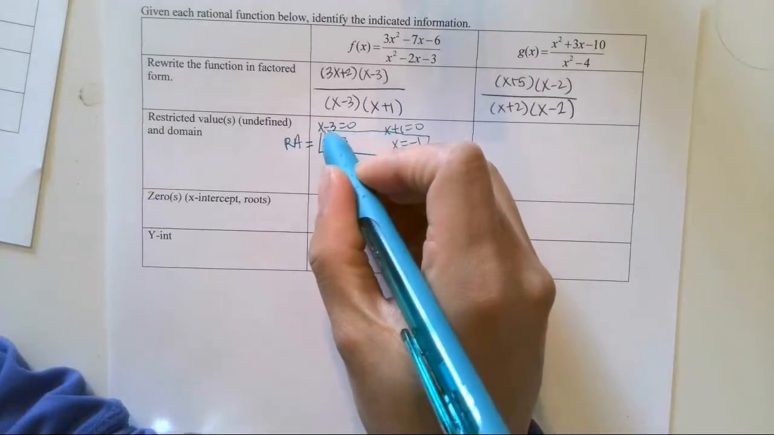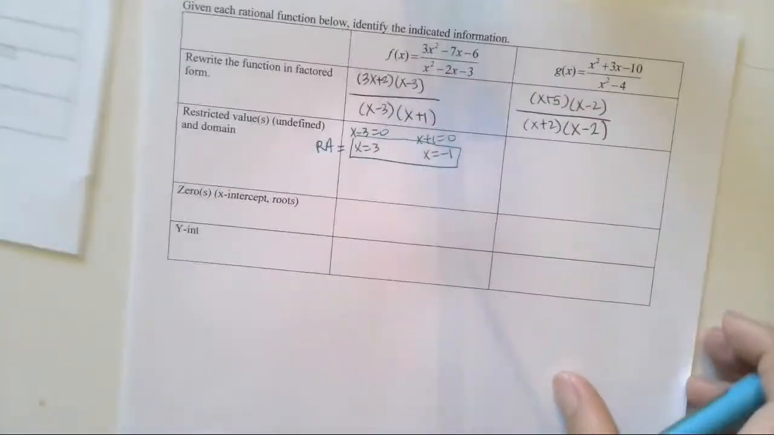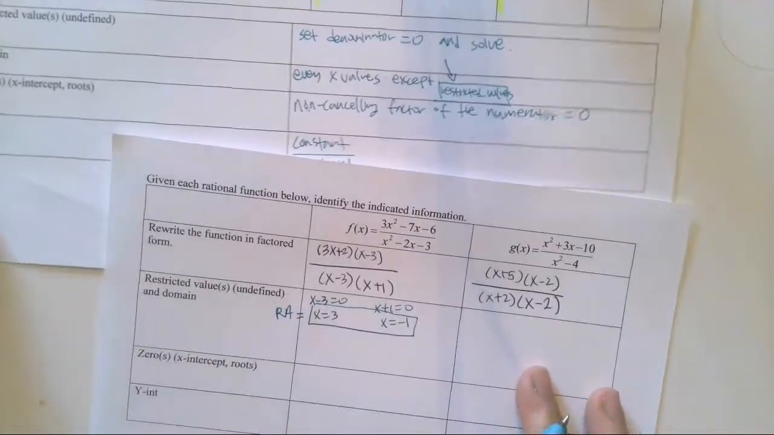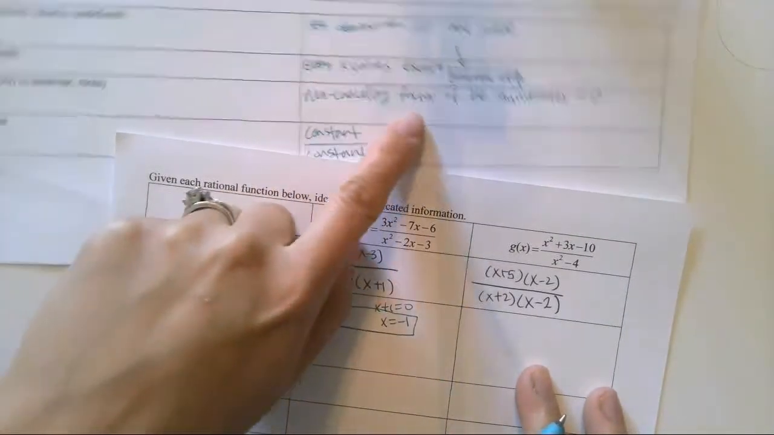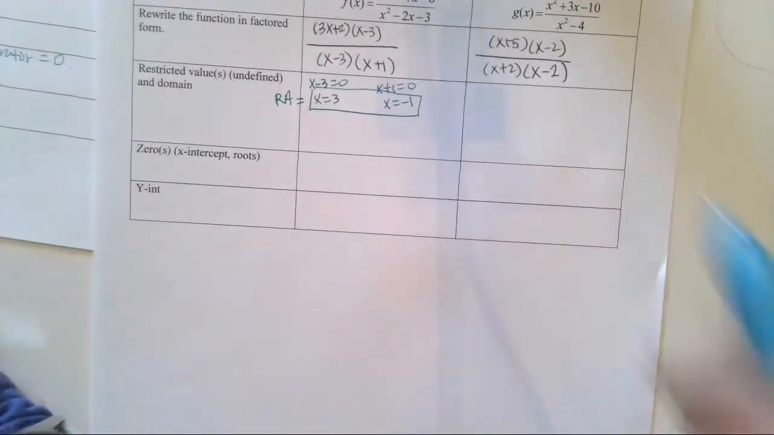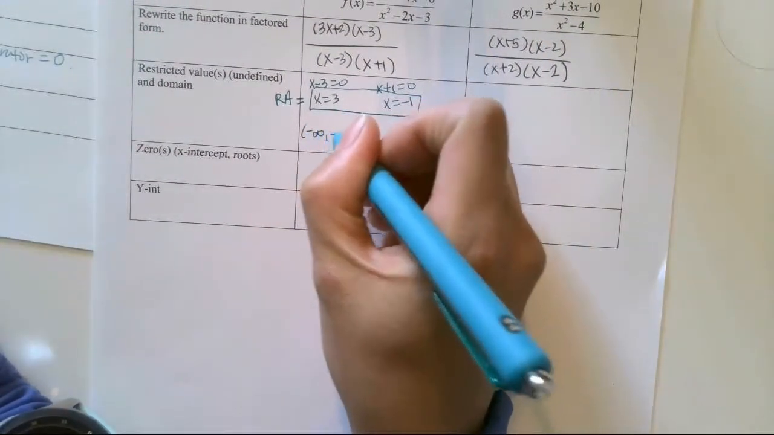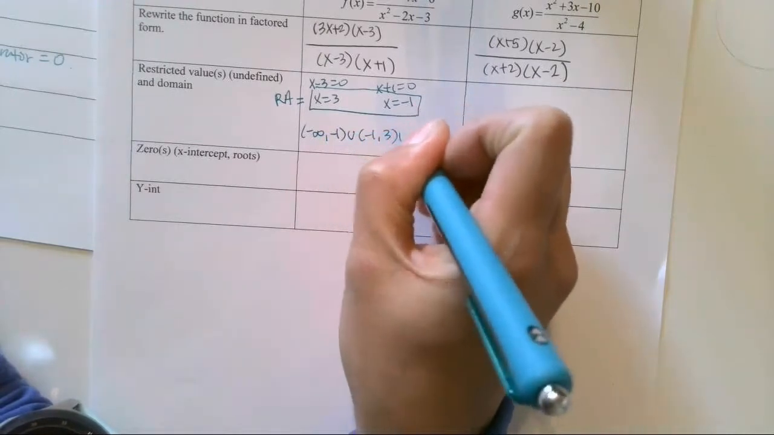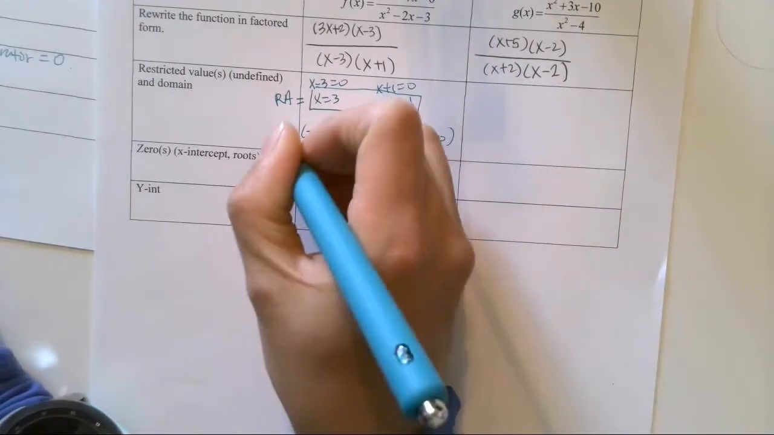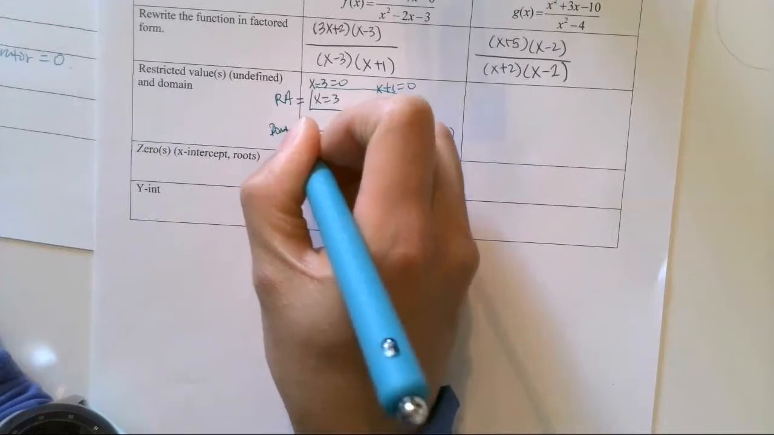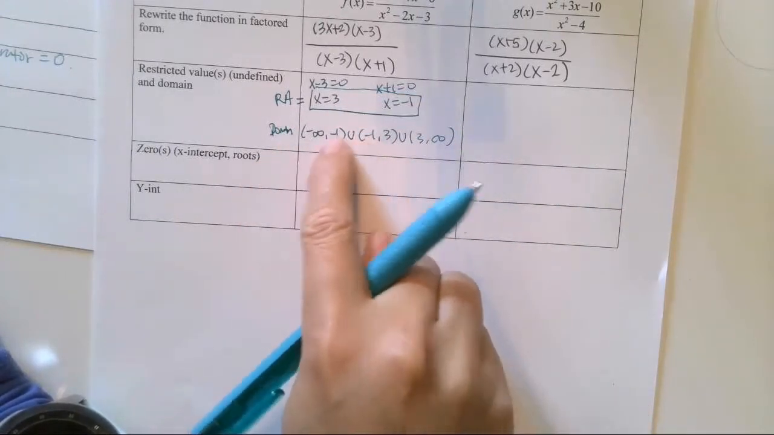What will be the domain? What do we put in the table? Domain is everything except those values. So everything except 3 and negative 1. So it'll be negative infinity to negative 1, union negative 1 to 3, union 3 to positive infinity. Notice that I put the negative 1 first because that's a smaller number than 3.